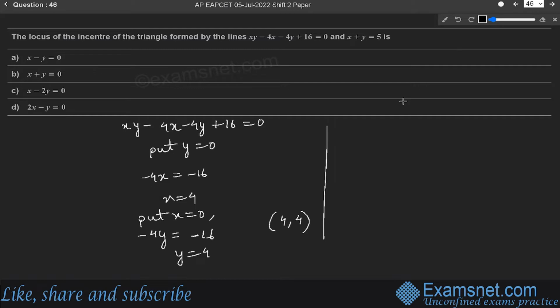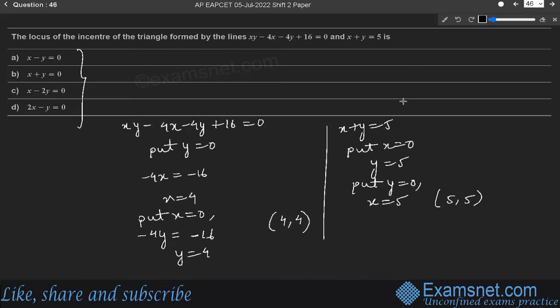Similarly, the second equation is x + y = 5. On putting x = 0, we get y = 5. And on putting y = 0, we get x = 5. So we have another point, which is (5, 5). Now, these points should satisfy the equation. We have to find the locus of the incenter. So among all the given options, both of these points should satisfy the equation.